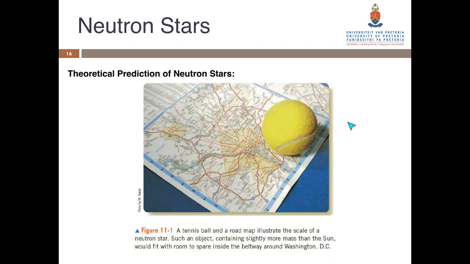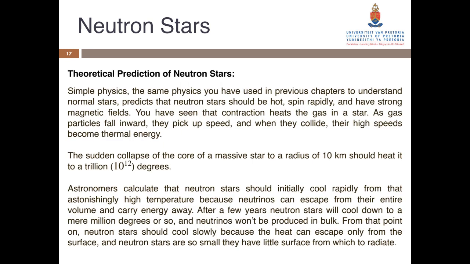So this is just a scale representation, or analogy, to help us. If you put a tennis ball on a road map, it illustrates the scale of a neutron star. In this example, a neutron star would be the size of a tennis ball, and this is the greater Washington, D.C. area. And that's to show how big a neutron star is and how much mass it actually contains.